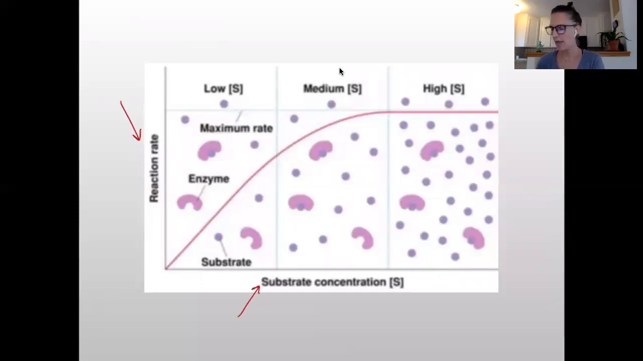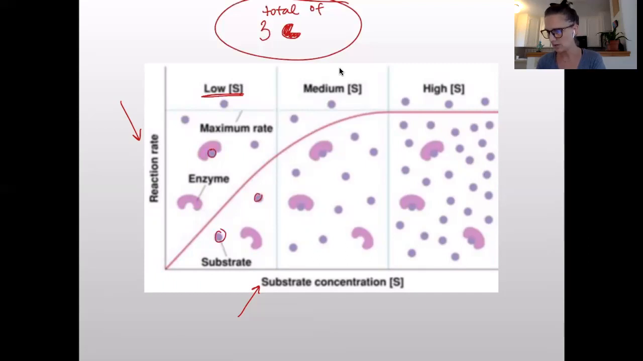So the reaction rate is on the y-axis. Here we're talking about the concentration of substrates. In this example, we have a total of 3 enzymes in this reaction, right? We're not increasing enzyme here, we're only increasing the amount of substrate. So we have a total of 3 enzymes, and at low substrate concentration, the enzyme is moving as fast as it can, because there's even more enzyme to go, so you can go faster.